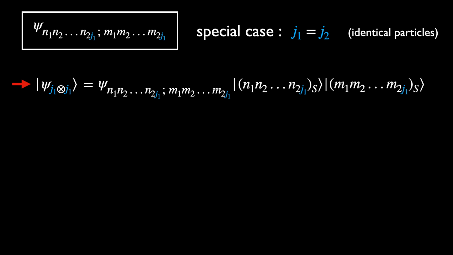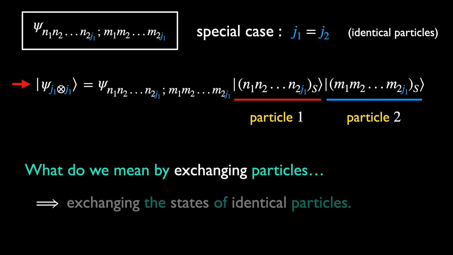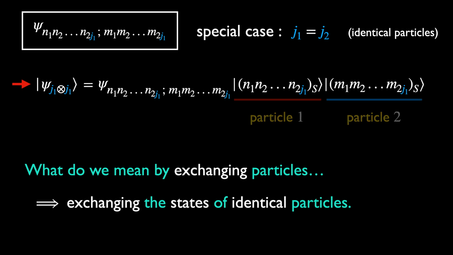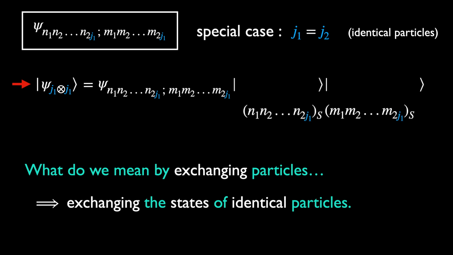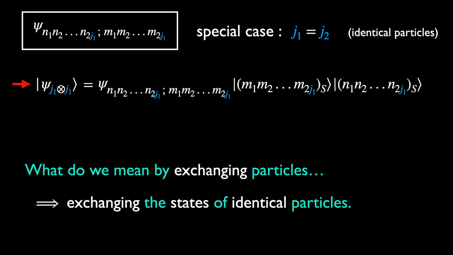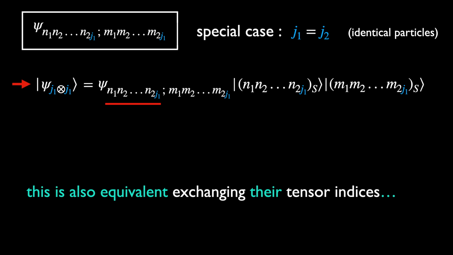As we have said, one group of spin halves made up particle 1 and the other group particle 2. They both have the same spin of j1. Let's see what happens when we exchange the two particles. By this we mean exchanging the states of the two identical particles. Of course, such an operation is only possible if the two particles are identical and can have access to the same states. This is also equivalent to exchanging their tensor indices.